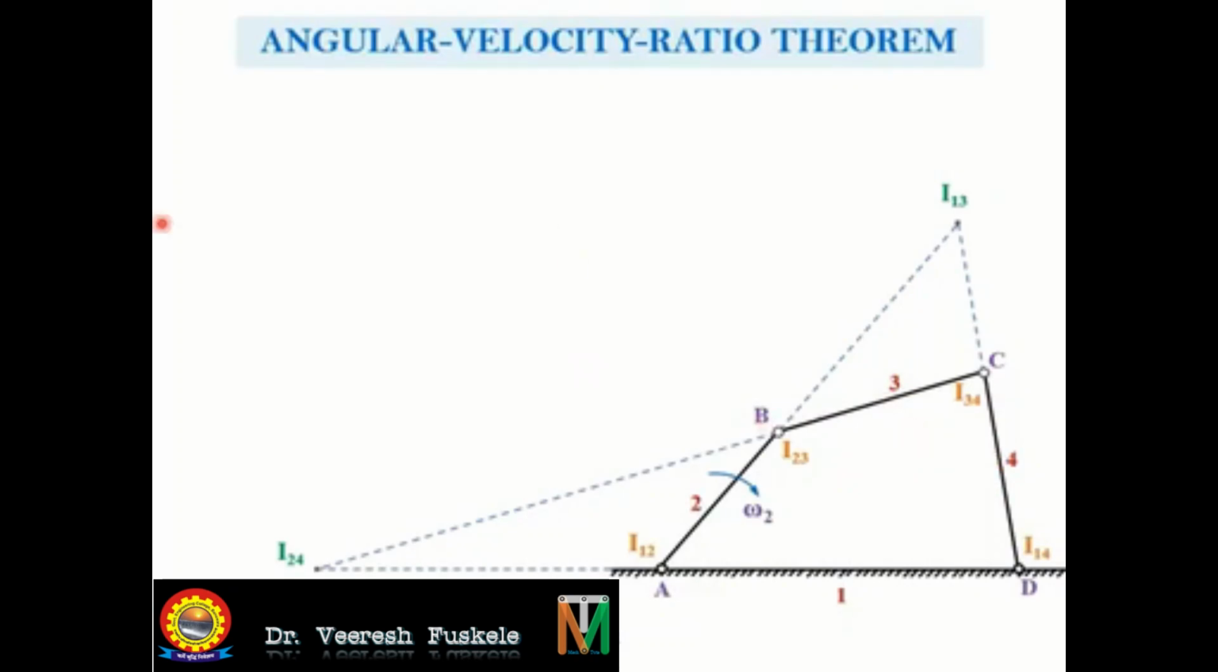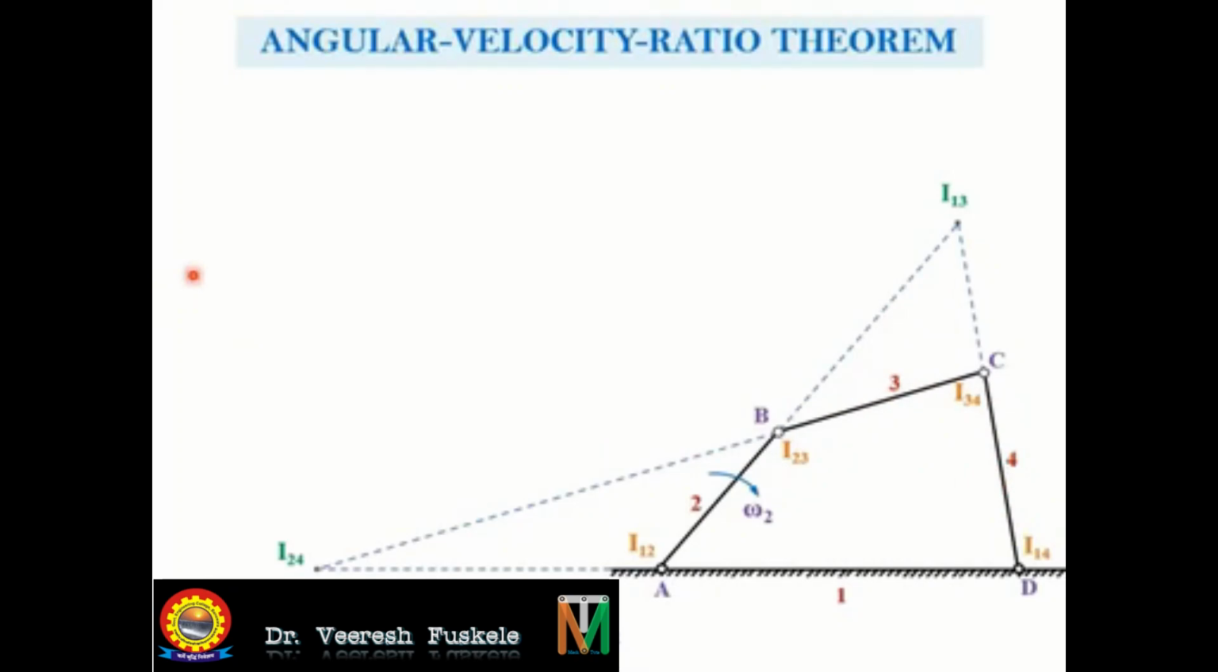For velocity analysis, let's say the angular velocity of the input link, say link 2, is given as omega 2, and our task is to determine the angular velocity of the other two links, that is the link BC and link CD, that is we need to find out omega 3 and omega 4. To do that, we carry out the velocity analysis as follows.